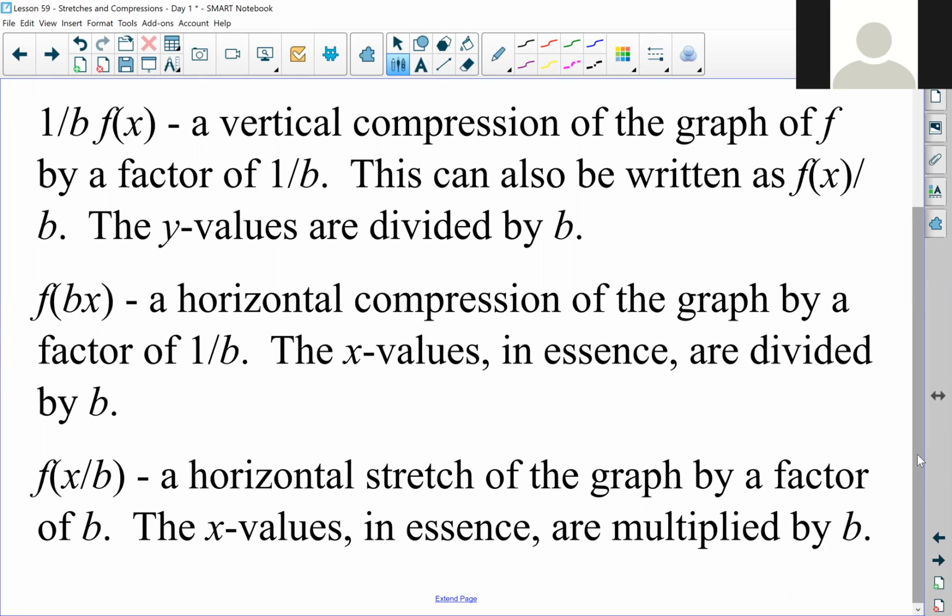So for today's assignment, the only thing you're going to be doing is being given a function and asked to describe the transformation. So I think it'll be pretty straightforward.